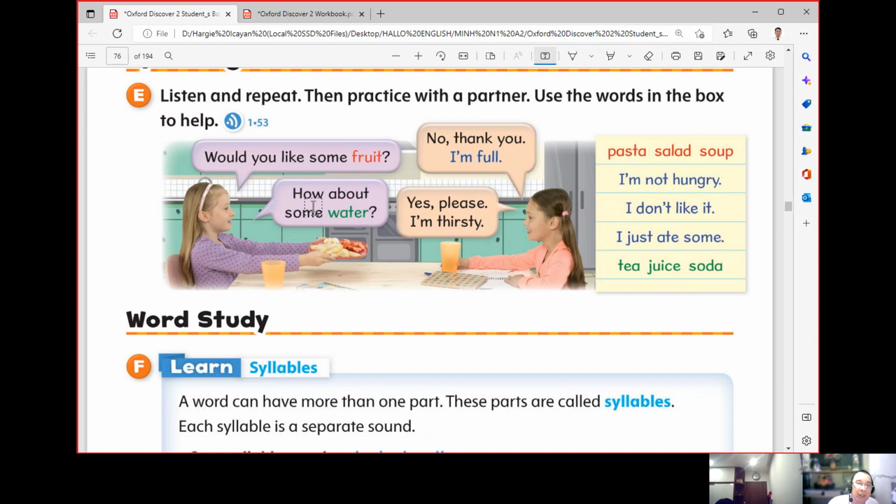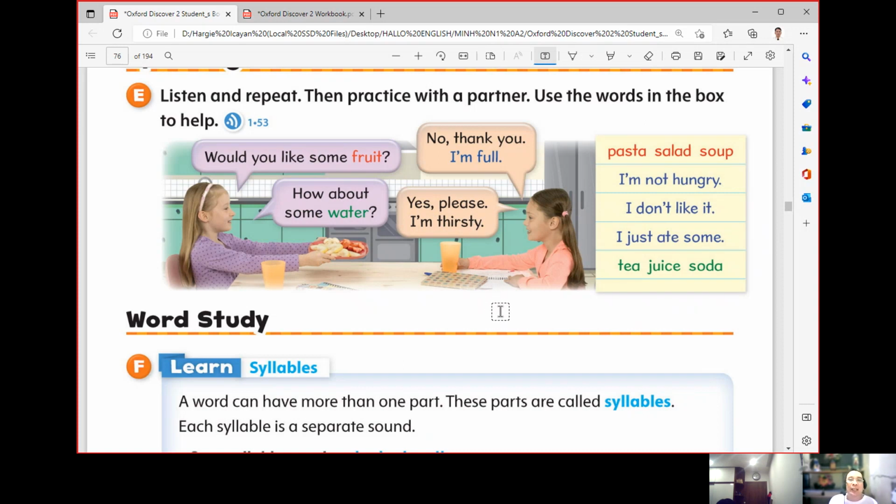And then another question, how about some water? Or you can say, how about some tea? How about some juice? How about some soda? Okay? So again, water is uncountable, tea is uncountable, juice is uncountable, soda is uncountable. Therefore, we have to use some. Do you understand, Min? And yes, please, I'm thirsty.